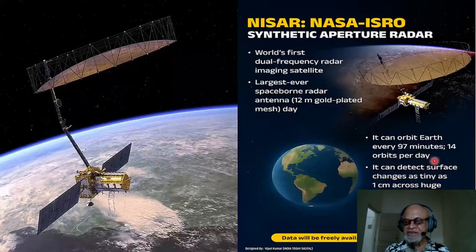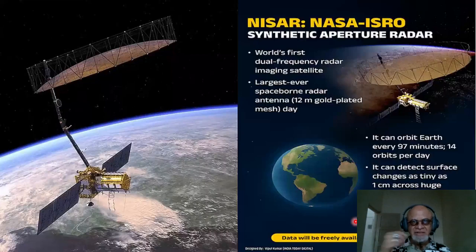It orbits Earth every 97 minutes, 14 orbits per day, so you can imagine how many time slices you get. The idea would be to capture the diurnal cycle. If rainfall has a diurnal cycle, then you want to measure enough times in a day that you can know how it's working. It can detect surface changes as tiny as 1 centimeter across huge regions. This will help with sea level, landslides and other hazards, as we will see. It will map the entire Earth's landmass and ice sheets every 12 days. All of Earth's landmass and ice sheets will be covered entirely in 12 days.